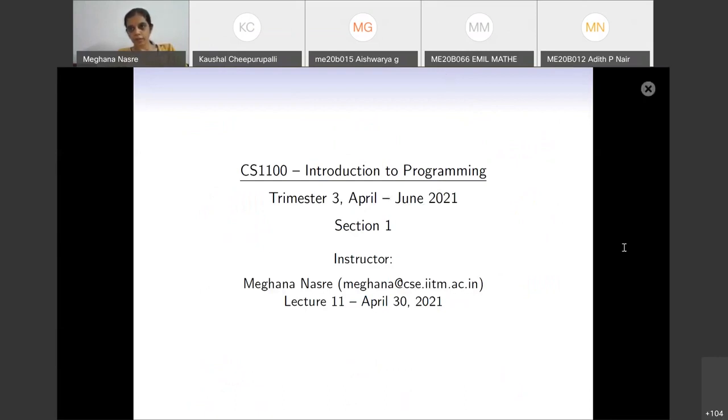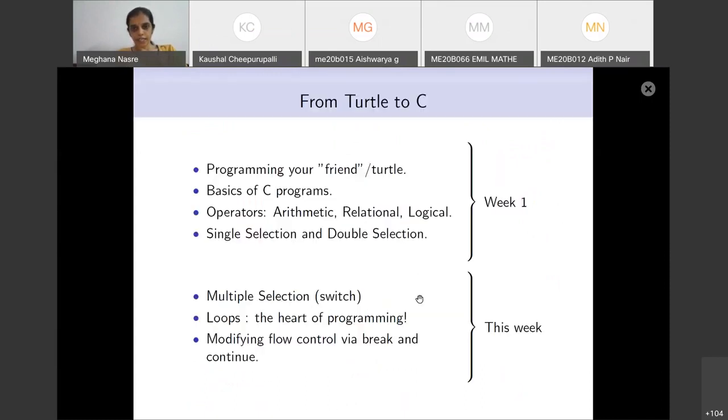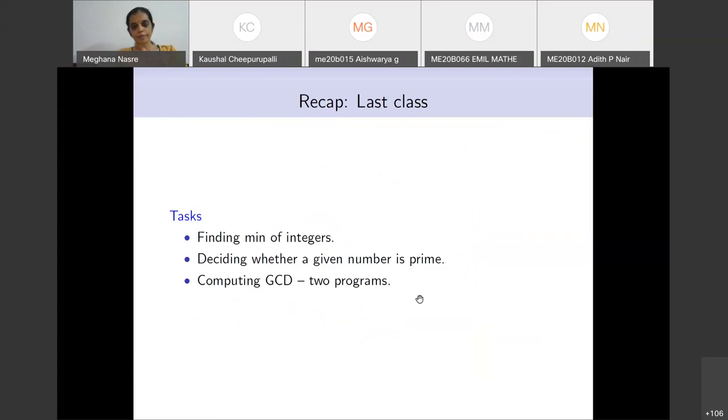Okay. So, welcome all, and let's recap what we did in the last class. As we know, this week we are looking at loops, and in particular the while loop construct. Yesterday we saw at least a couple of tasks which we performed using the while loop, and we saw what kind of a loop invariant is maintained in the simple min program that we had written down. We had looked at deciding whether a given number is prime or not.